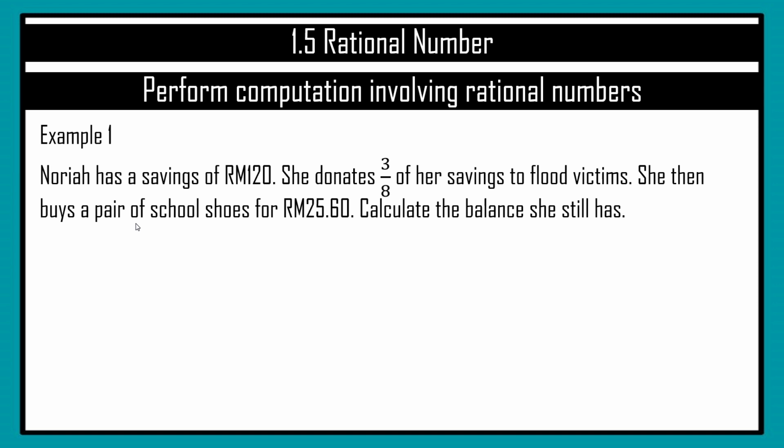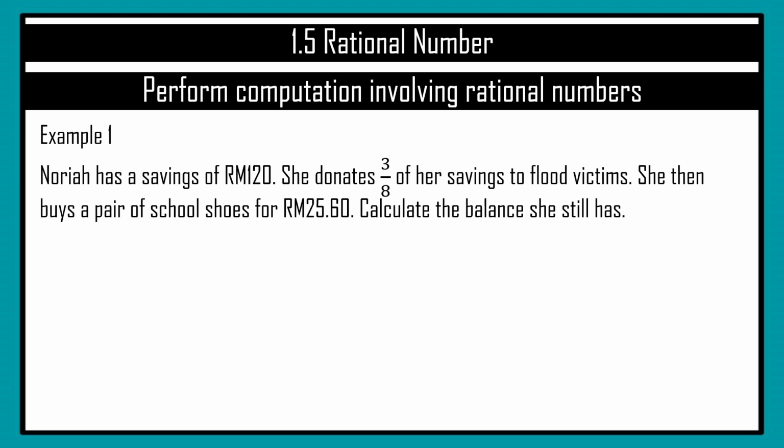Okay, so let's look at the first example. So Noria has a saving of 120 ringgit. She donates 3/8 of her saving to the flood victims. She then buys a pair of shoes for 25 ringgit 60 cents. Calculate the balance she still has.